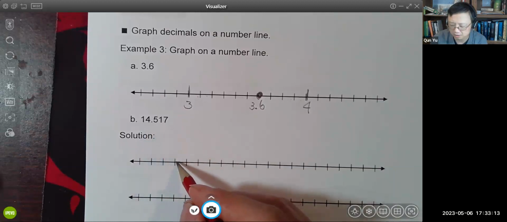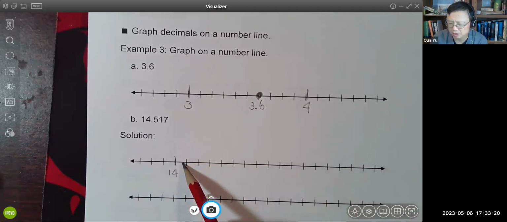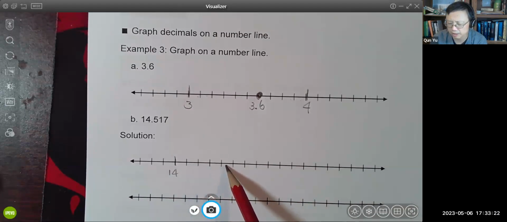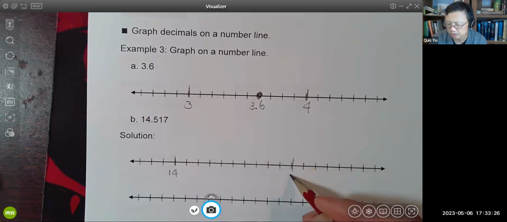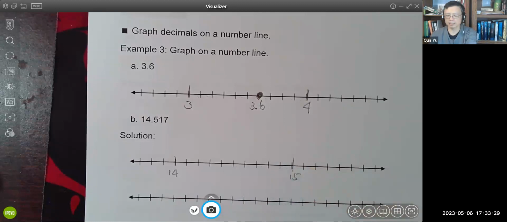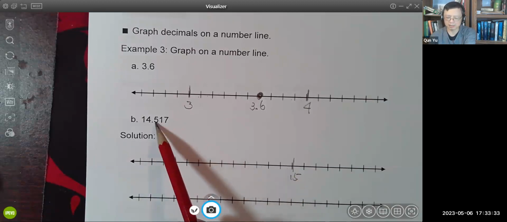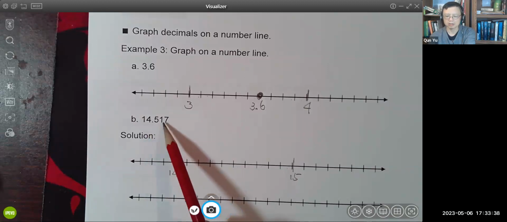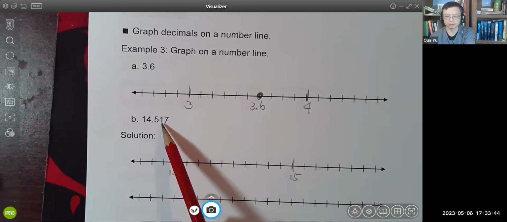Let's suppose this point represents 14. We need 10 more units. 1, 2, 3, 4, 5, 6, 7, 8, 9, 10. So this is going to be 15. Apparently, this number is somewhere in between, right? Now let's look at the second decimal digit. Second decimal is 5. Apparently, this whole thing is bigger than 14.5, right? So it's going to be between 14.5 and 14.6.